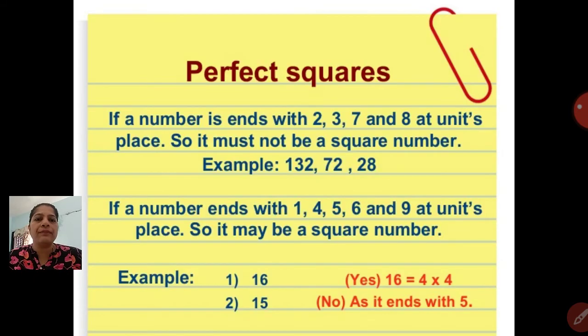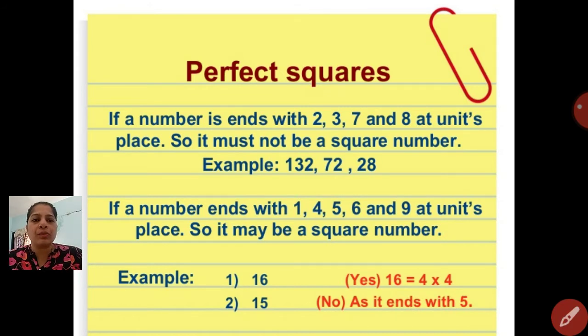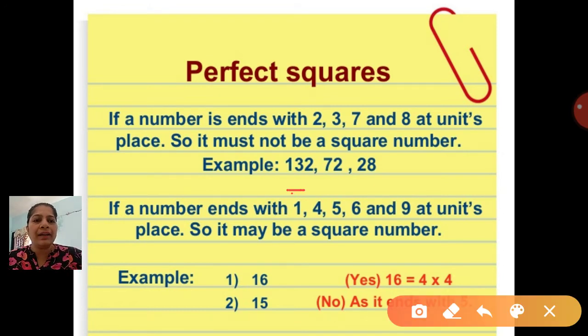The very first property of a perfect square: if a number ends with 2, 3, 7 or 8 at the unit place, then it must not be a square number. For example, 132 ends with 2, so it is not a perfect square number. In 28, the number ends with 8. Therefore, it is not a perfect square number.